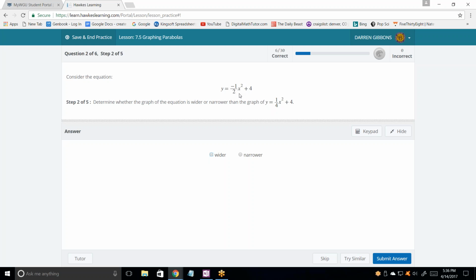The only thing that changes the width of the curve is that coefficient, whether it's greater than 1 or less than 1. And in this case, the top function is twice the coefficient of the bottom function. That makes it narrower.